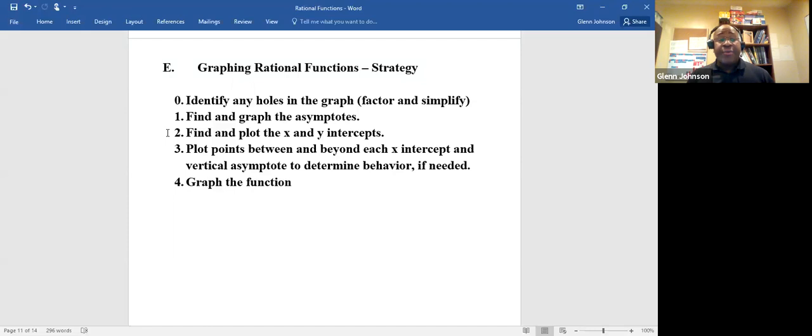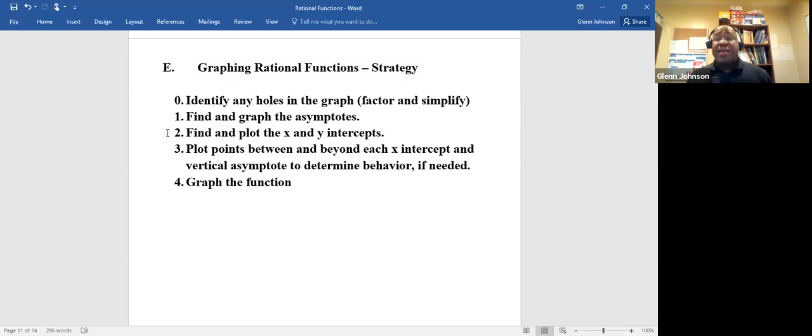And then from there, you want to plot any points that lie between and beyond each x-intercept and vertical asymptote in order to determine what the overall behavior is going to be. And then we graph the function.